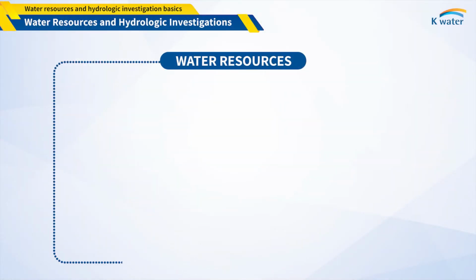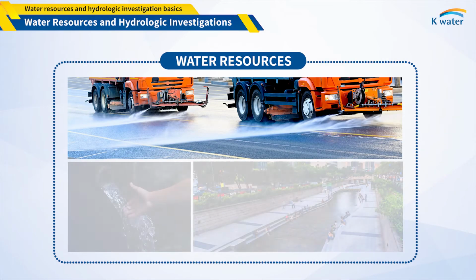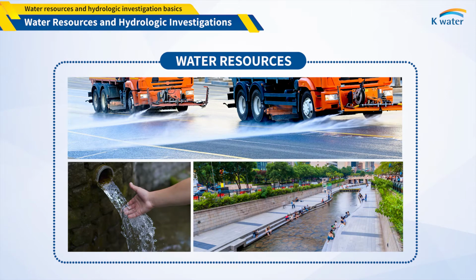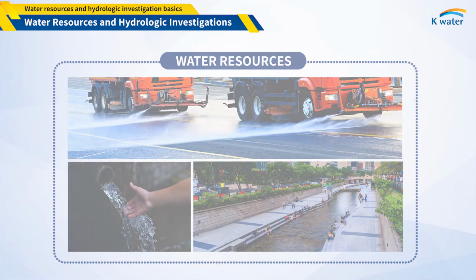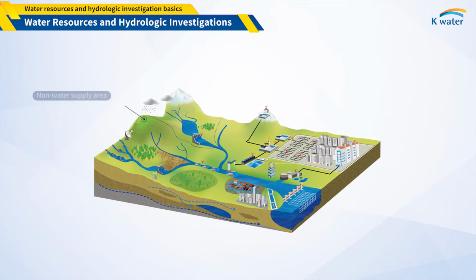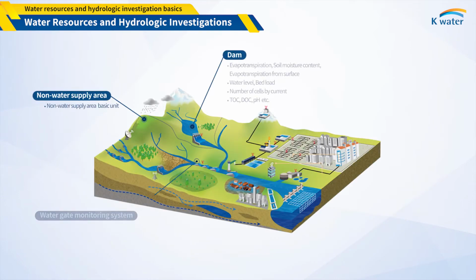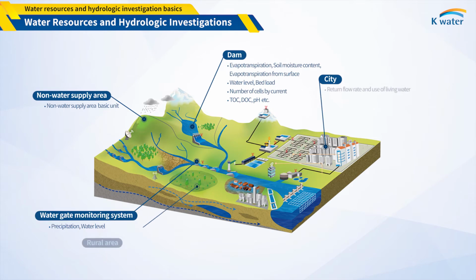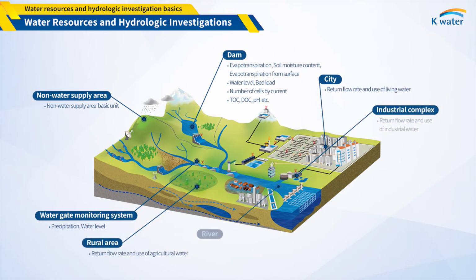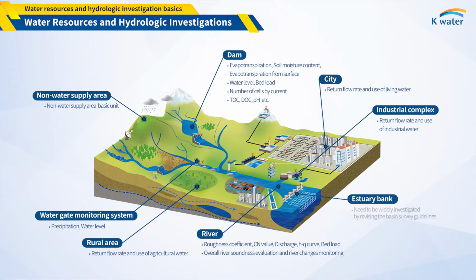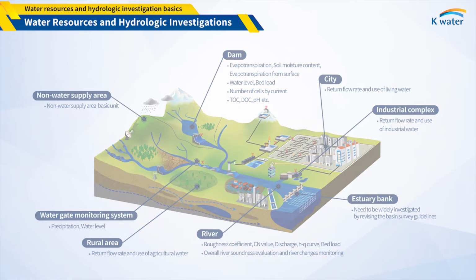Firstly, water resources refer to water that can be used in various ways to maintain human life, economic activities, and the natural environment. Water is treated, consumed, and used from dams, streams, and estuaries to various areas such as cities, rural areas, industrial complexes, and non-water supply areas in a river basin unit.